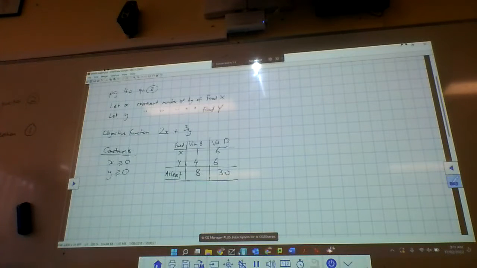Work with the person next to you, and I want you to write down what the final 2 constraints are. Here we go.